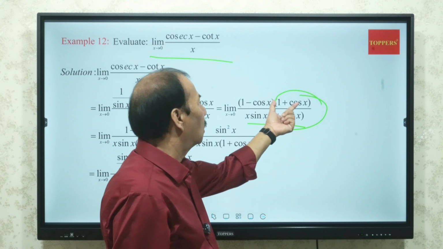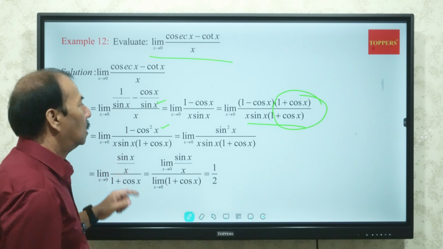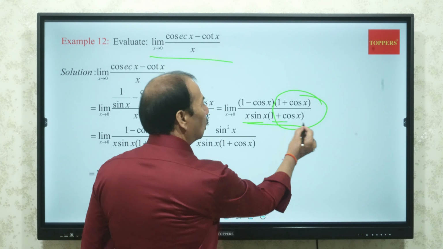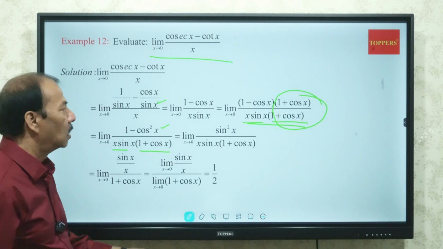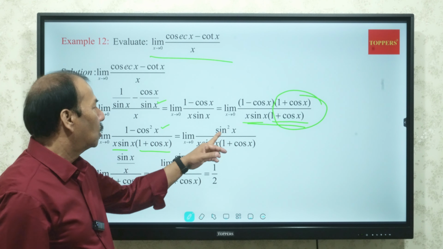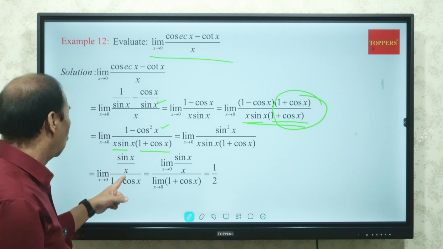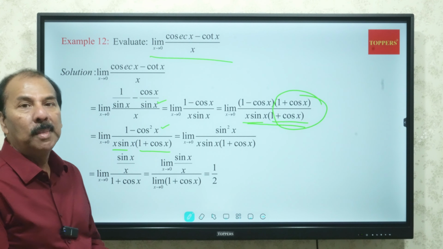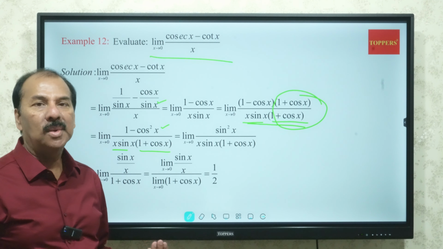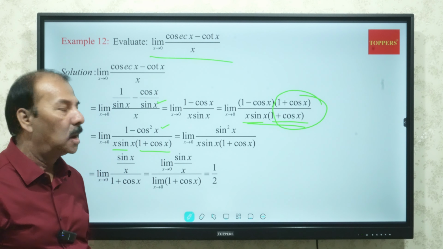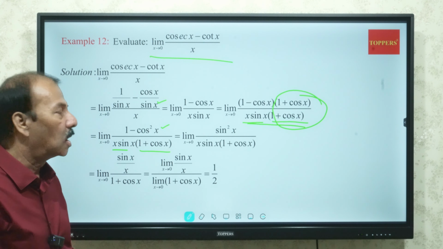So 1 minus cos x into 1 plus cos x becomes 1 minus cos square x, divided by x sin x into 1 plus cos x. So you have x sin x into 1 plus cos x. Sin square x and this sin x, one sin x from here, will get cancelled. Then we will make use of again the standard formula, that is limit of sin x upon x when x tends to 0, that is equal to what? 1. Because once we get this sin x, then we can always use that standard formula.